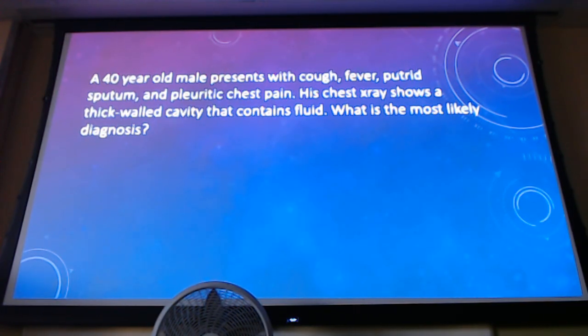All right, a 4-year-old patient presents with cough, fever, putrid sputum, and chest pain. Chest X-ray shows a thick walled cavity that contains fluid. What's the most likely diagnosis? What do you think? What are your 2 primary diagnoses? Lung abscess, right? Could this also be an empyema? Maybe. But this one is lung abscess.